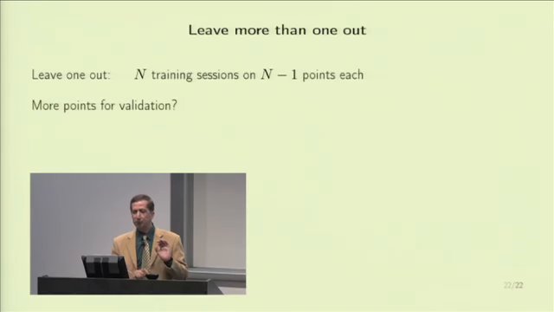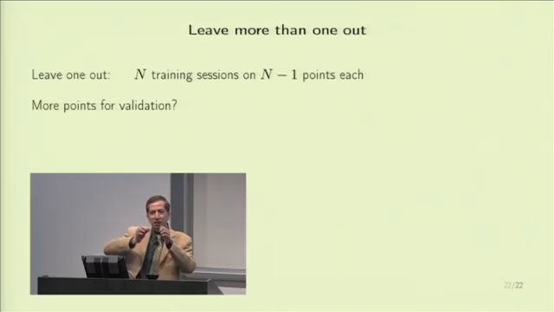So now let's consider taking more points for validation. I mean, 1 point makes it great because n minus 1 is so close to n that my g minus will be so close to g.